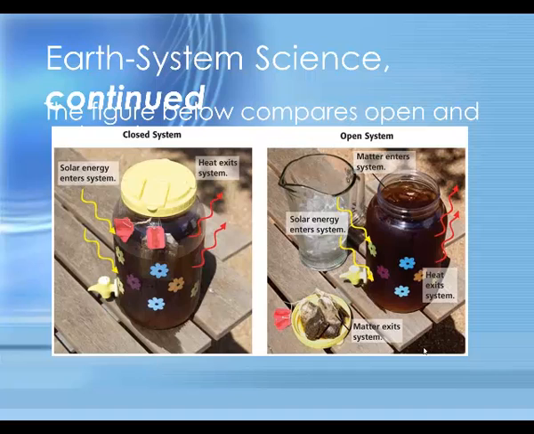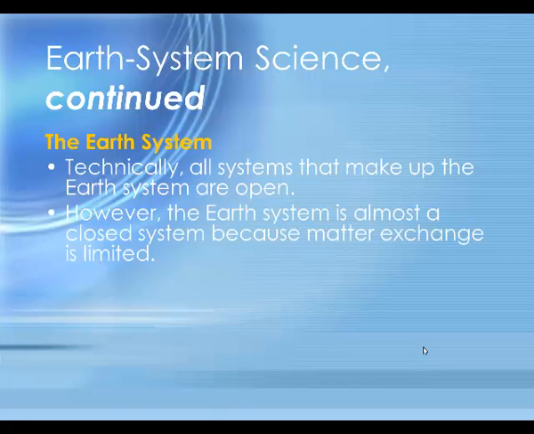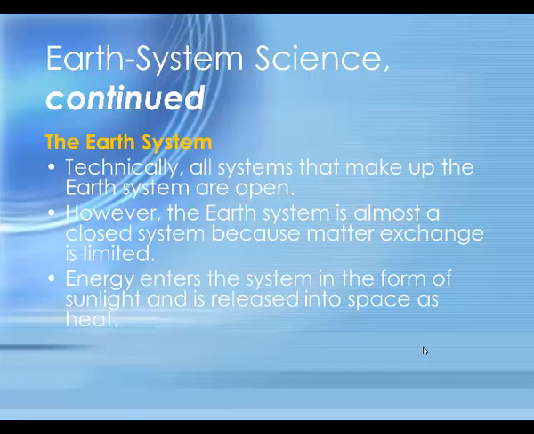Technically, all systems that make up the Earth are open. However, the Earth system as a whole is considered a closed system because the amount of matter exchange is very limited. Energy enters the system in the form of sunlight and it's released into space as heat. Only a small amount of dust and rock from space enters the system, and only a fraction of the hydrogen atoms in the atmosphere escape into space.